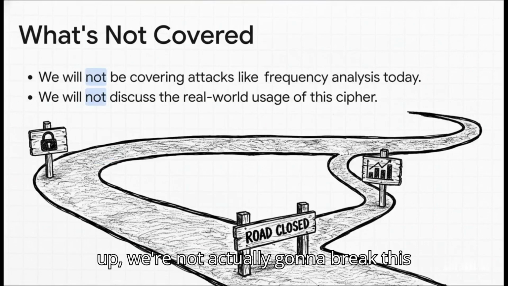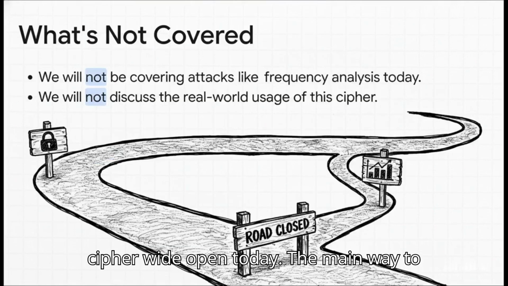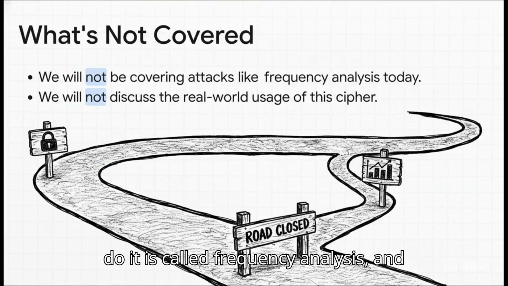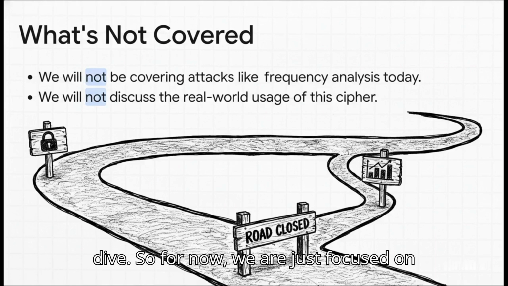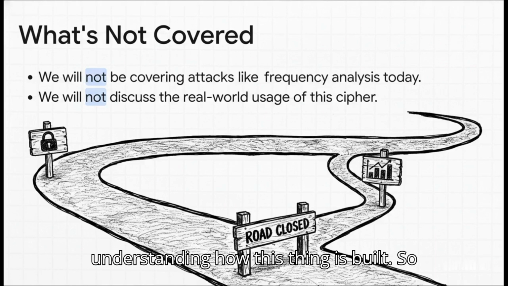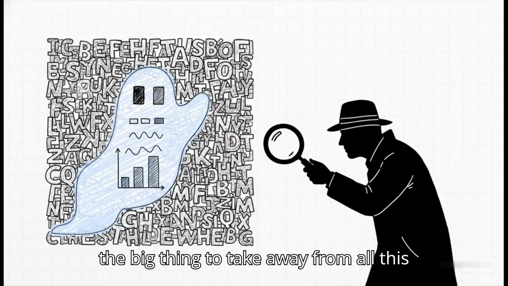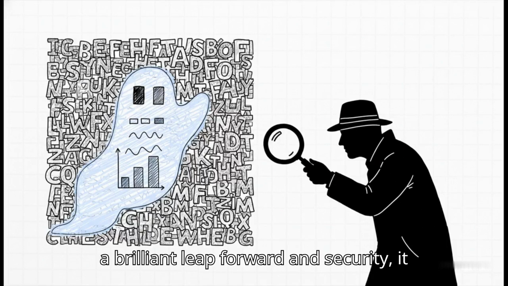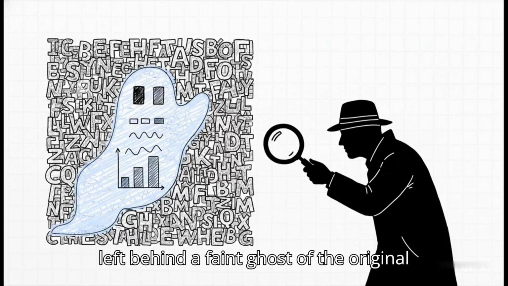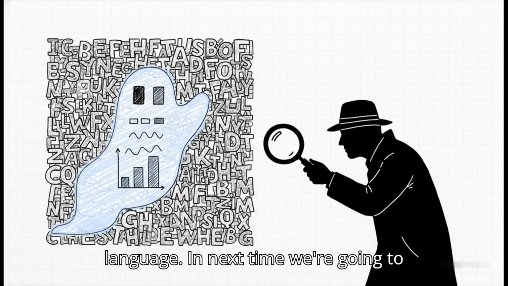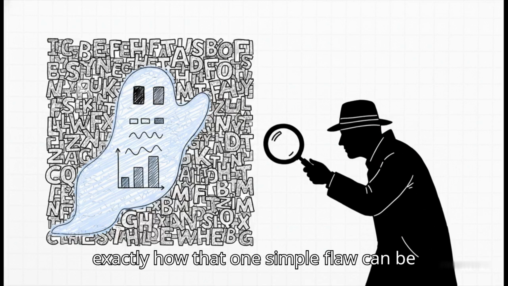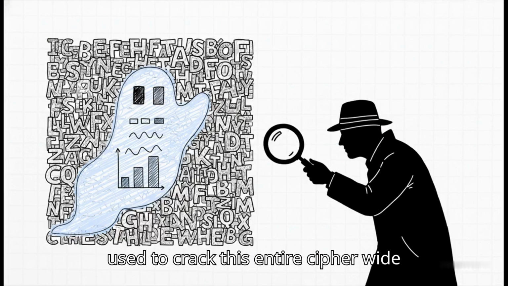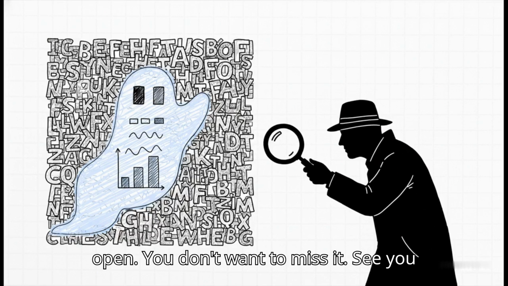Now, just a heads up, we're not actually going to break this cipher wide open today. The main way to do it is called frequency analysis, and that is such a cool and important topic that it really deserves its own deep dive. So for now, we're just focused on understanding how this thing is built. So the big thing to take away from all this is that while the substitution cipher was a brilliant leap forward in security, it left behind a faint ghost of the original language. And next time, we're going to hunt that ghost. We're going to see exactly how that one simple flaw can be used to crack this entire cipher wide open. You don't want to miss it. See you then.